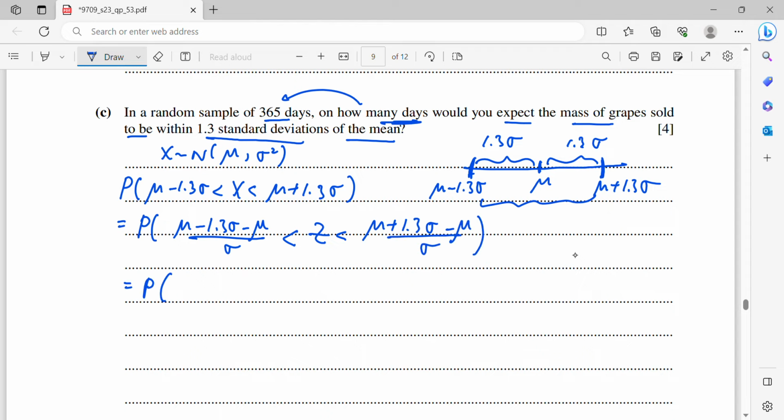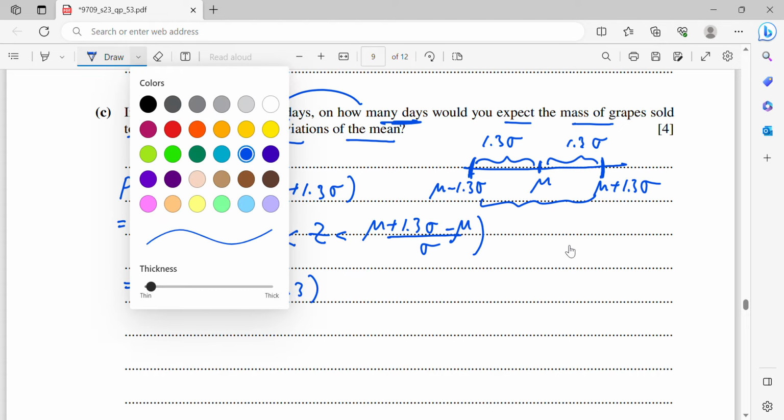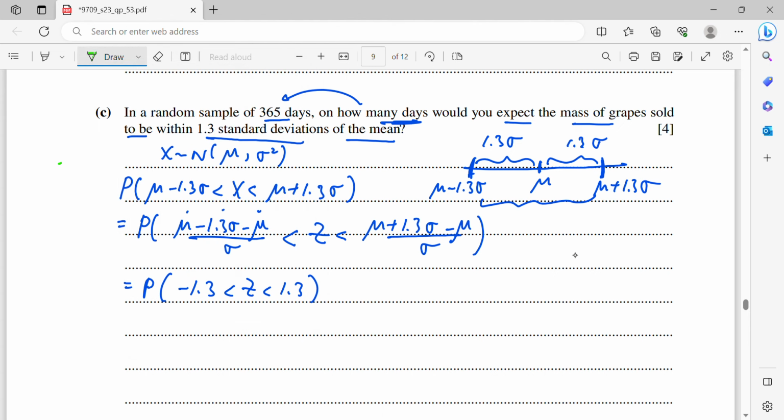Okay, so now mu minus mu will be 0. Then minus 1 over 3 sigma over sigma, you will get negative 1 over 3. And the other one will be positive 1 over 3. Now once you get this, I can sketch a graph. Your z between negative 1 over 3 and 1 over 3. That means your region is between these two values.